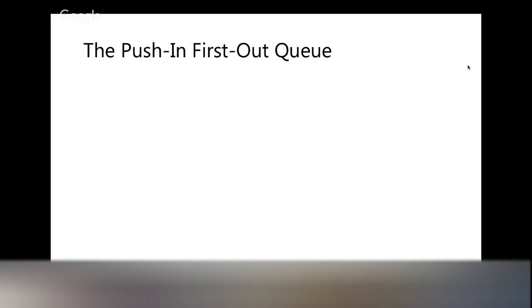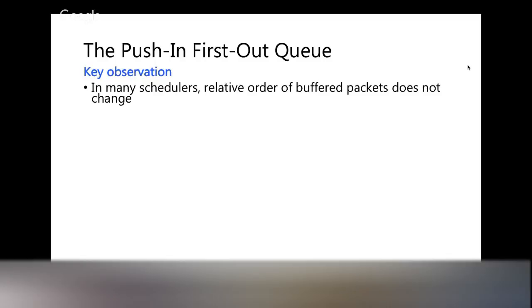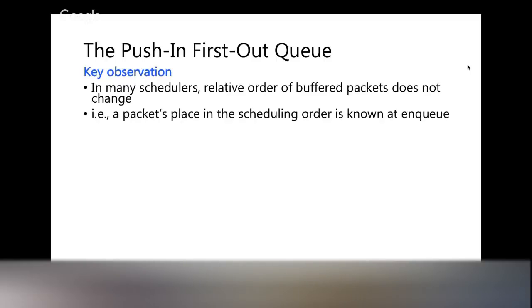So our abstraction for scheduling does exactly that. And the sort of new insight that we have here is that in many schedulers, the relative order of buffered packets does not change once packets are actually in the system. So what do I mean by that? When a packet comes in, you can determine its rightful place in the scheduling order as it's enqueued. And you can just leave it there, secure in the knowledge that you don't have to move around packets relative to other packets that are already in the buffer.